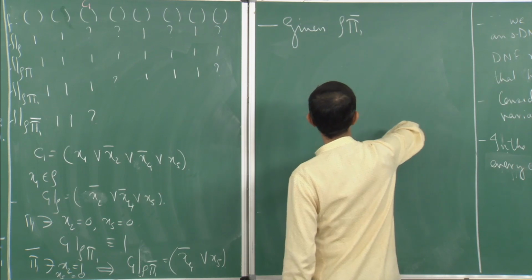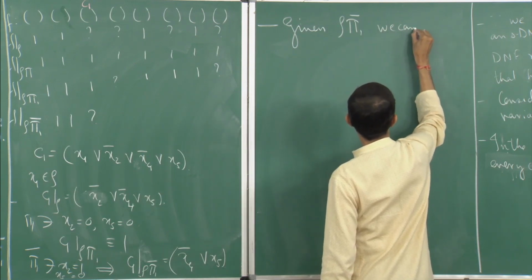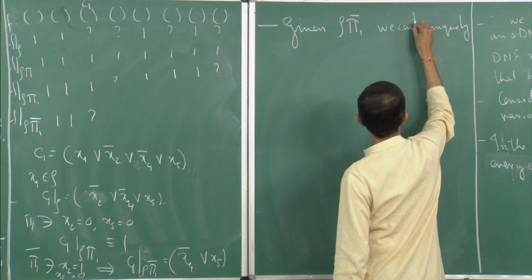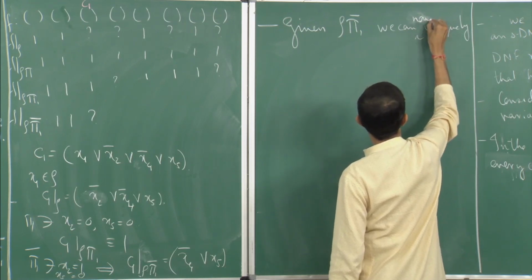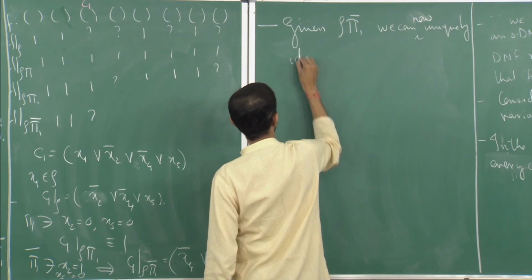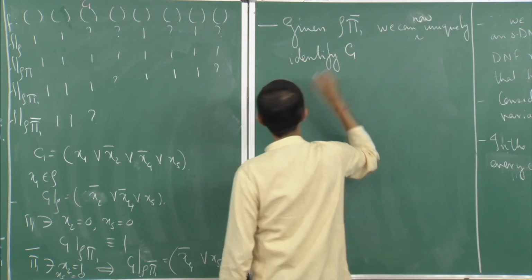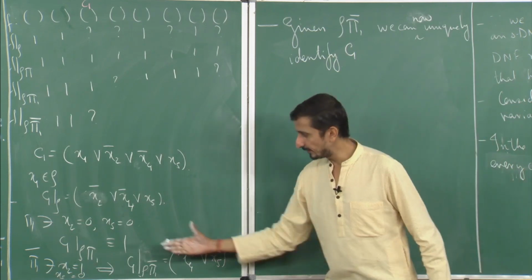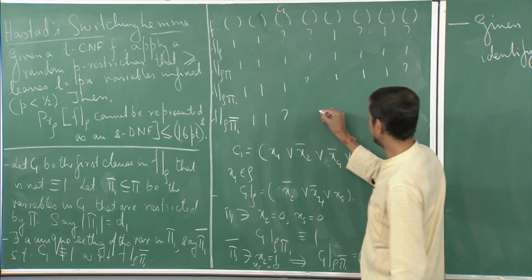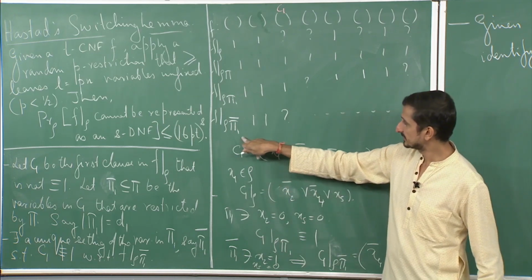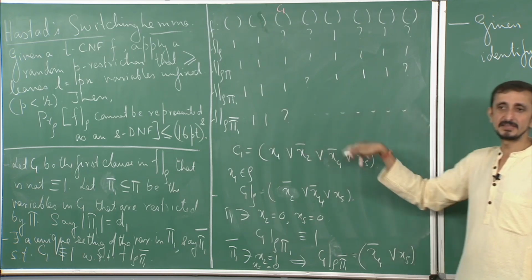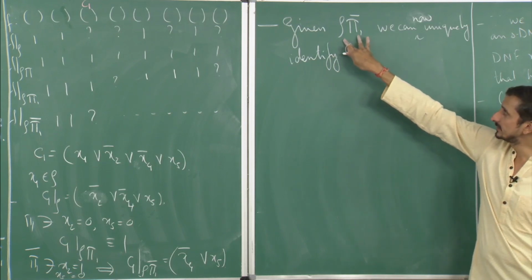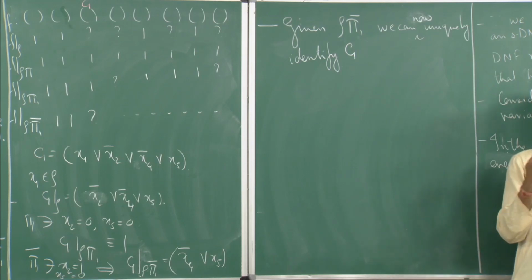Given rho pi 1 bar, we can now uniquely identify C1. Okay. So essentially, if I am given rho pi 1, note that by our construction, these remaining things can be anything, but by our construction, C1 is once again the first clause that is unrestricted with respect to this restriction, rho pi 1. Okay. So if I am given this restriction, then I can uniquely identify what my clause C1 was.